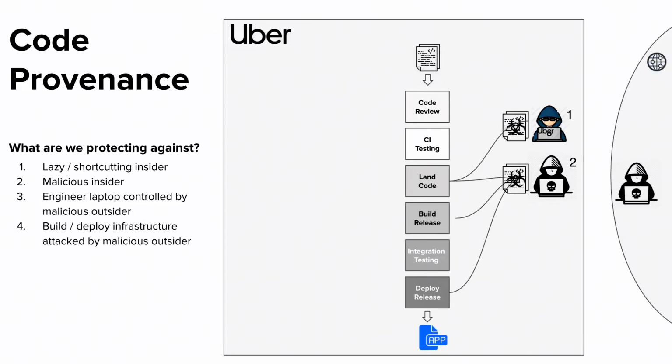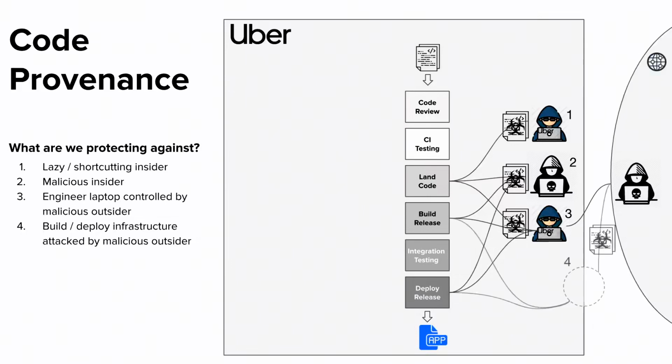Next, we have an outsider who has control of maybe an engineer's laptop. Similar to the malicious insider, they want to use this access to put malicious code into production without raising any alarms. And then finally, we have an outsider who may attempt to directly attack the build and deploy infrastructure.